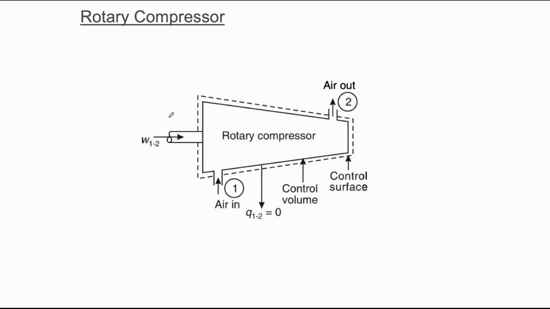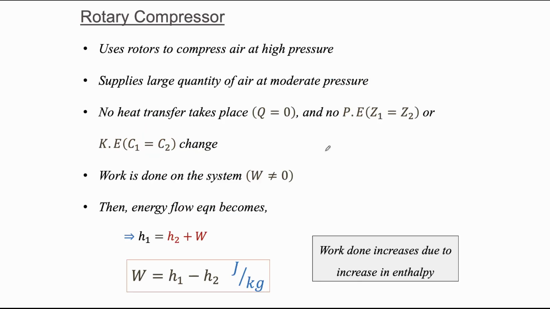So this is a schematic diagram of a rotary compressor. As we can see, there is an external work that is done by using a drive, and because of that, the air that enters at the inlet will get compressed and sent through the outlet. To apply the steady flow energy equation to a rotary compressor, we need to understand the thermodynamical changes a rotary compressor goes through. So a rotary compressor uses rotors to compress air. The output is a large quantity of air at moderate pressure, not at very high pressure.